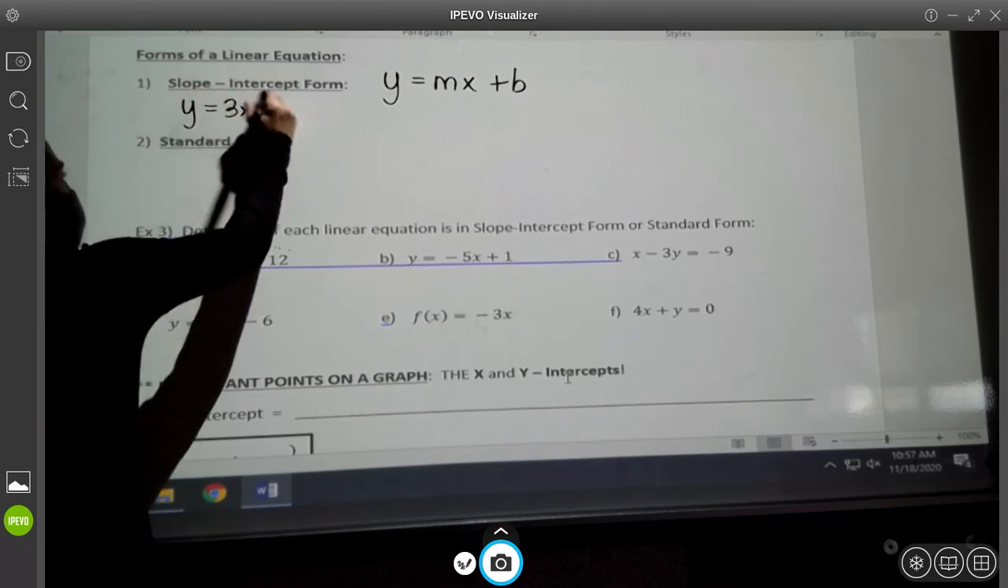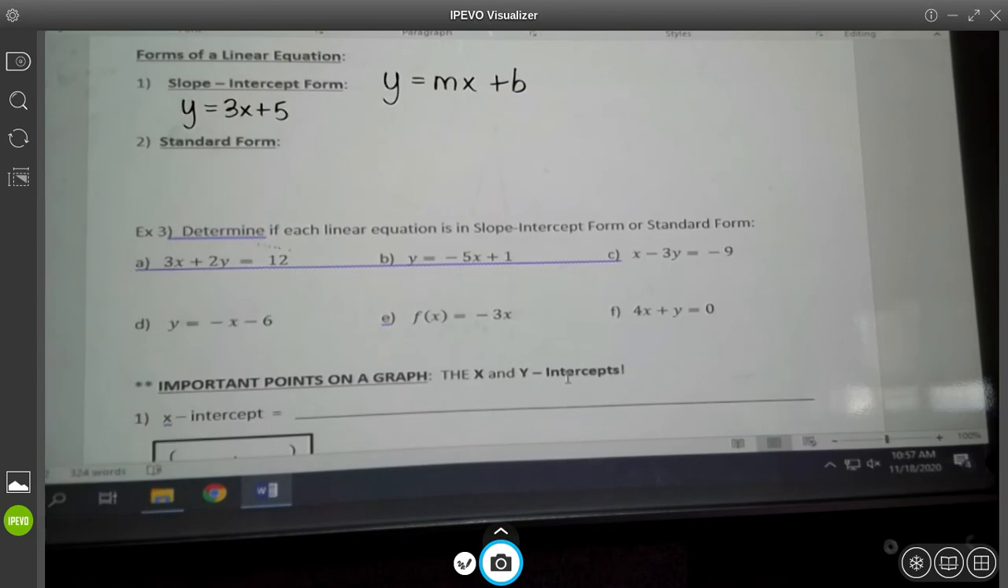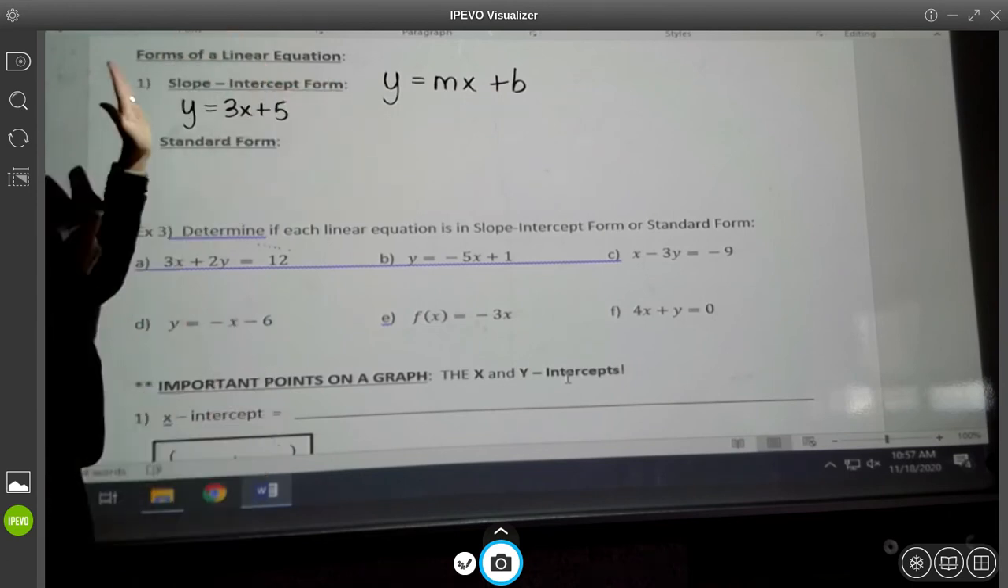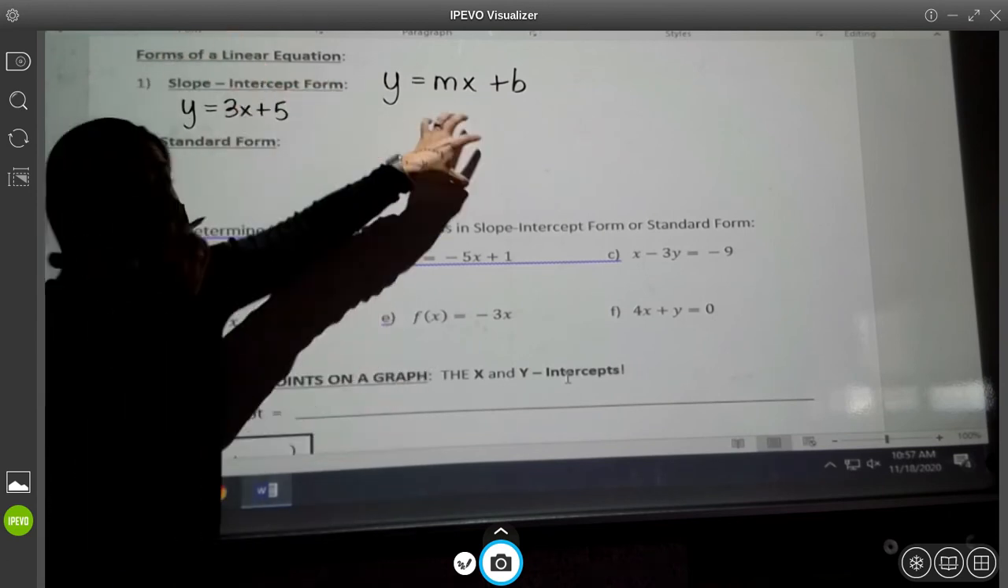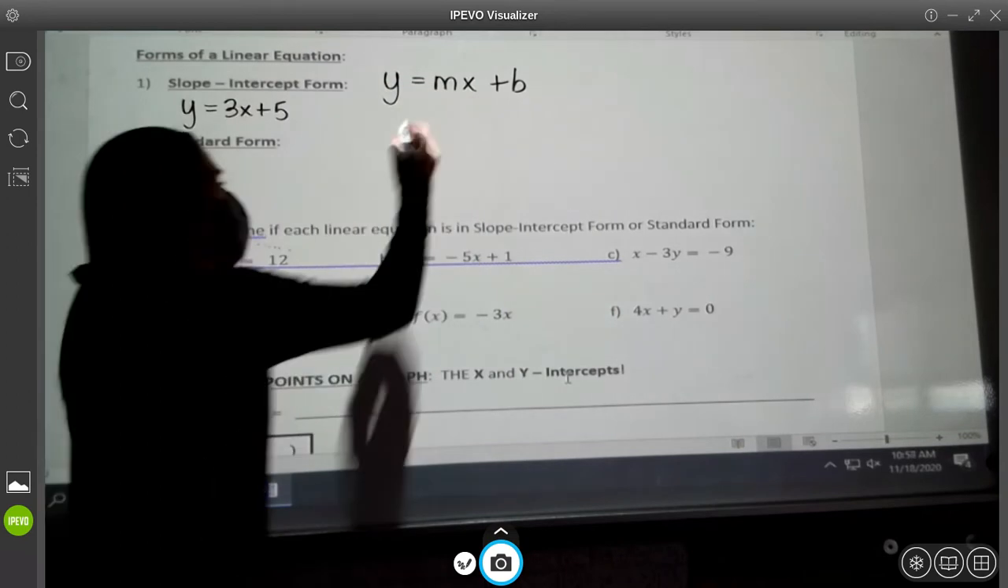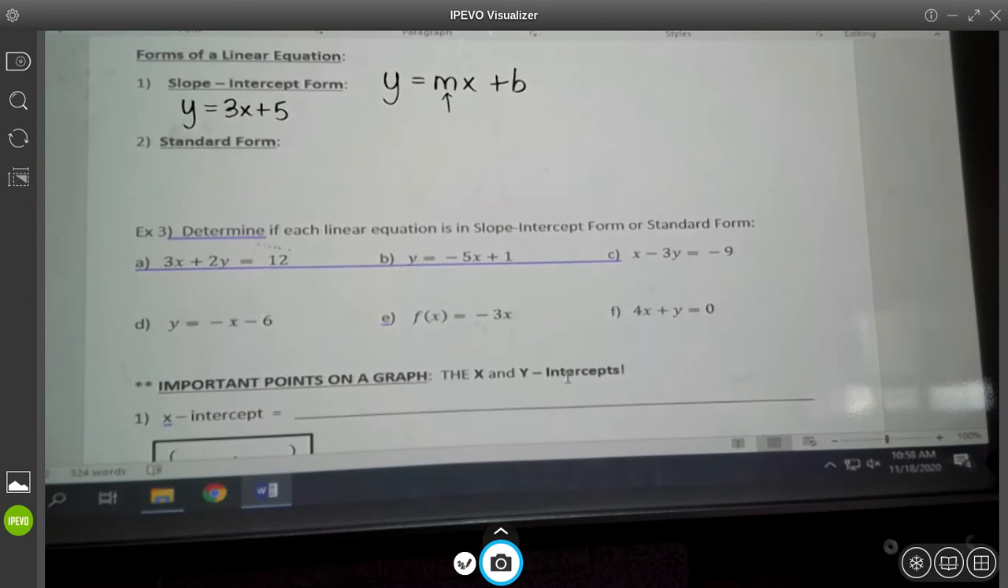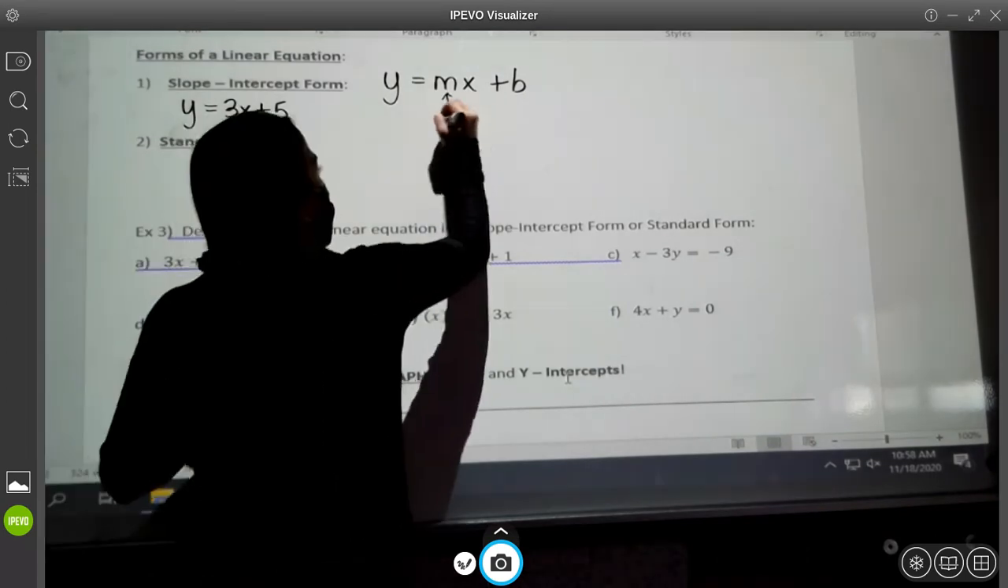The reason it's called slope-intercept form is because the slope and an intercept are hidden right inside of its equation. Does anybody know what m represents? It represents the what of that line? Slope. And then the b represents the y-intercept, exactly.